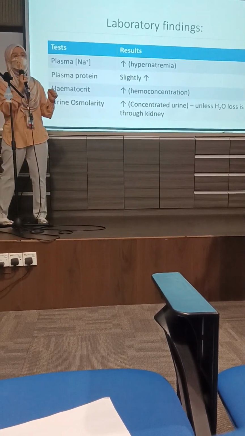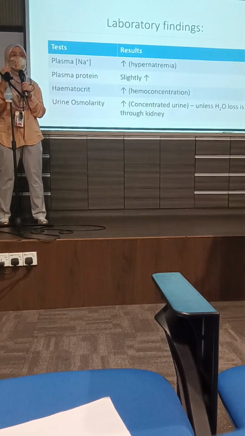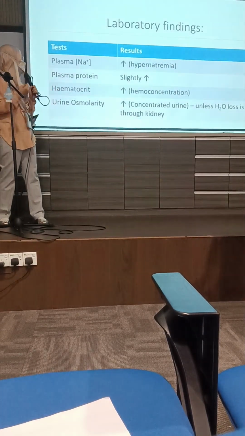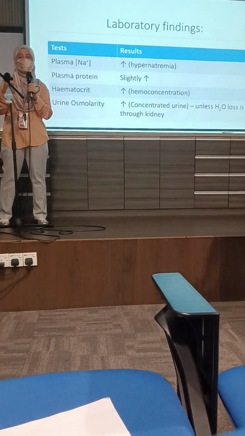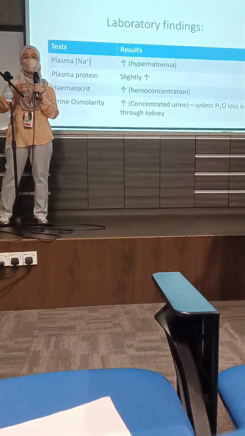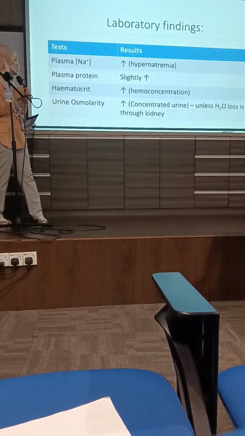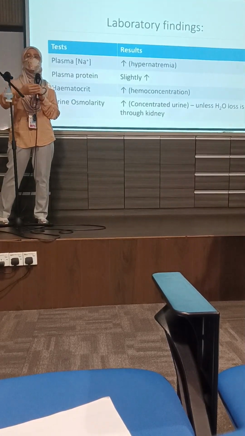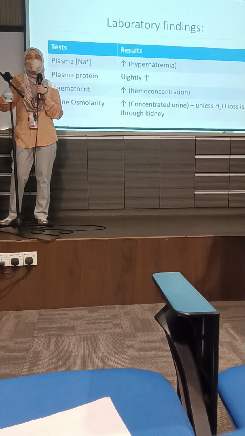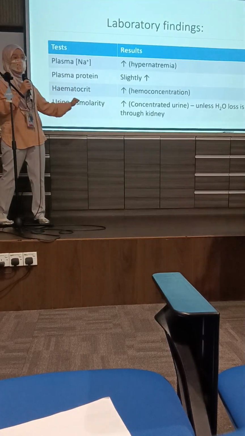So for lab investigation, in hypotonic fluid loss, you can get hypernatremia. Because water is lost, our serum becomes concentrated. So plasma protein will be high, hematocrit will be high. Hematocrit is the RBC. Because water is lost, of course hematocrit will be concentrated, hemoconcentration. Urine osmolality will be high. Why? Because you lost water and your body tries to reabsorb water to compensate for the loss. So the urine excreted is very concentrated. Okay? This is the homeostatic mechanism.